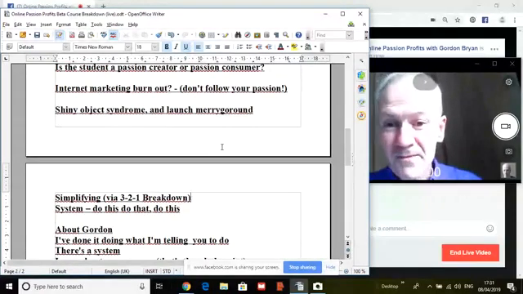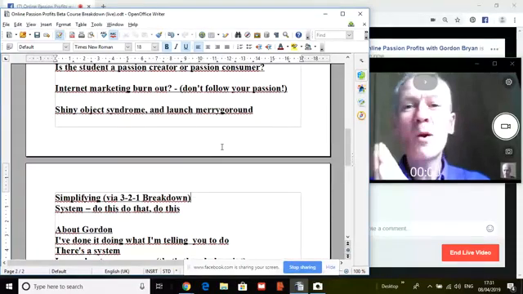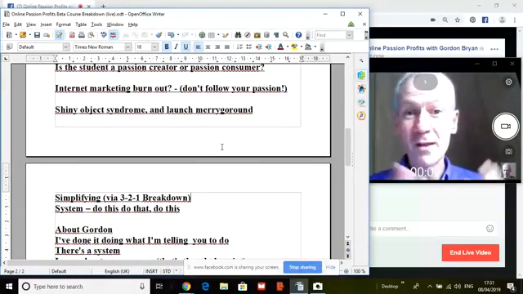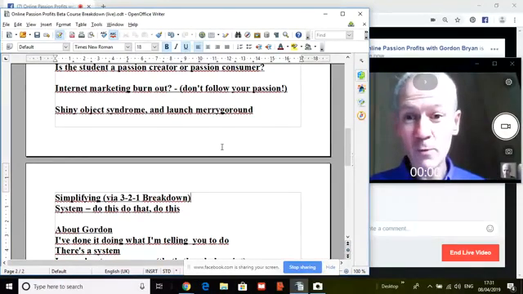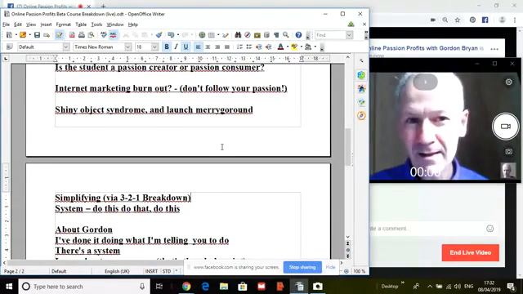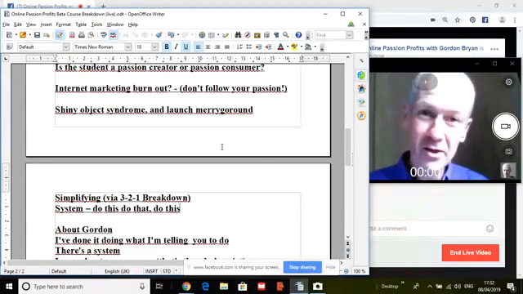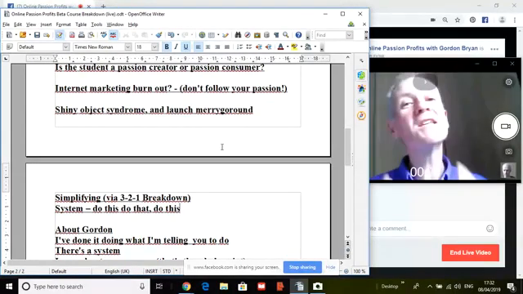I'm going to be simplifying it because there are lots of different ways of doing it. There's no one right way and there's no wrong way. Lots of different methods. And this is something I've fallen victim to: information overload and paralysis by analysis, not being able to make a decision. So I'm going to simplify it via the 3-2-1 breakdown and a system. Do this, do that, and see what happens.